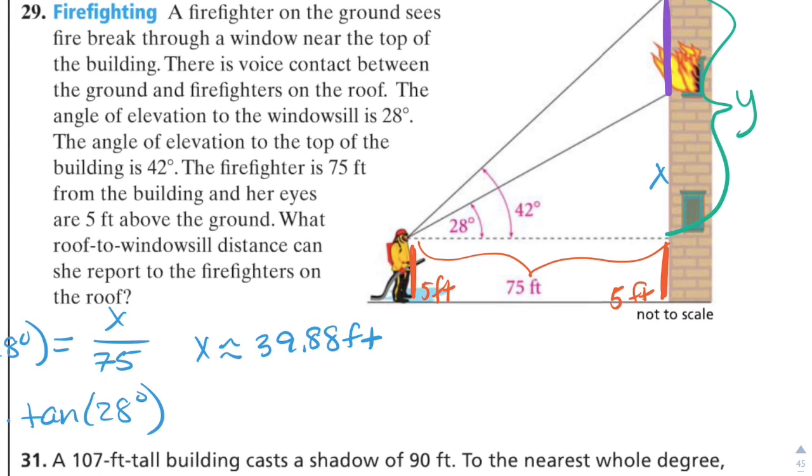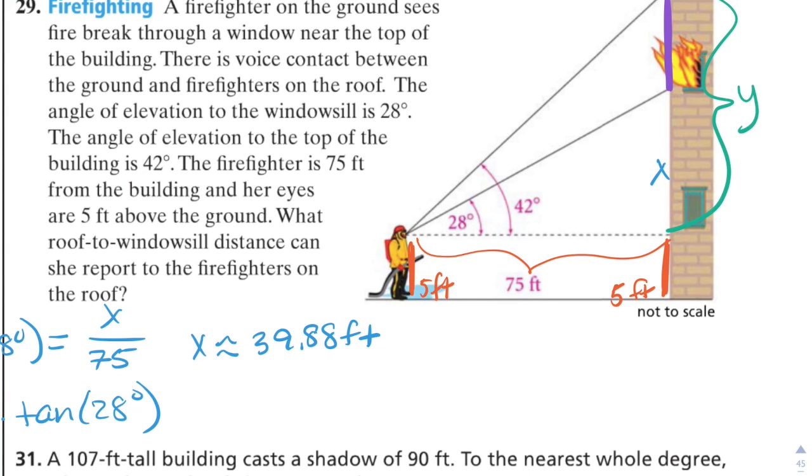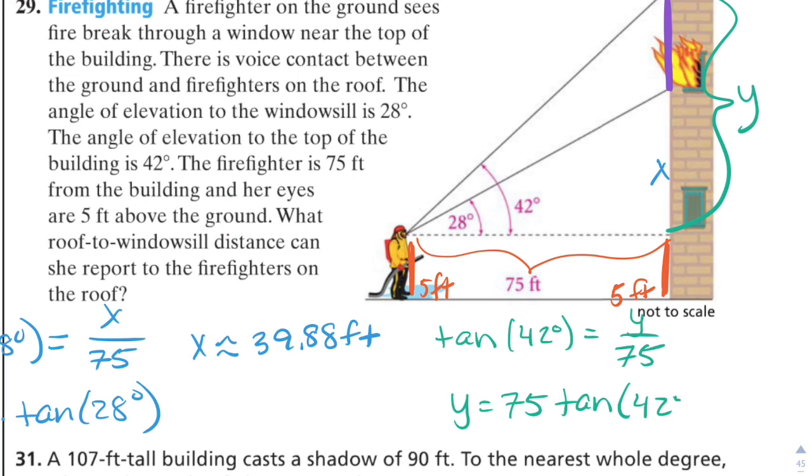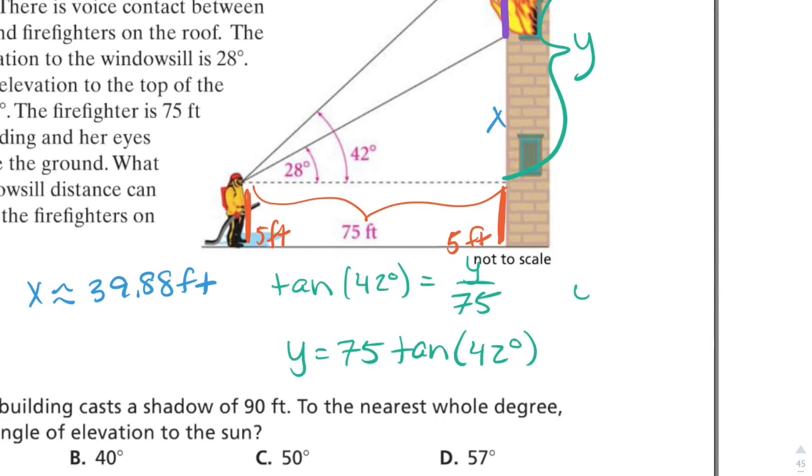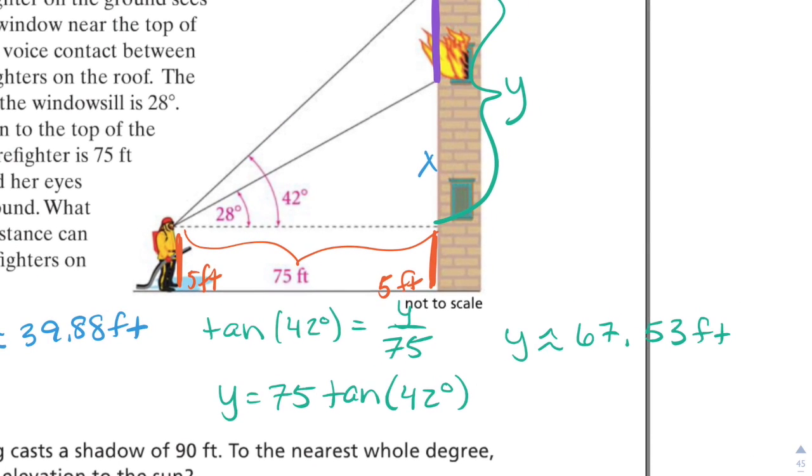So we're going to say the tangent of 42 degrees equals y over 75. So y equals 75 tangent of 42. So 75 tangent of 42. We get y approximately equals 67.53 feet. So the difference, let's call this z. I'm going to call that z.